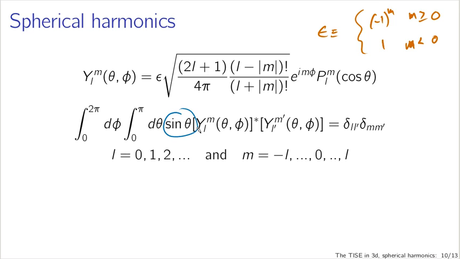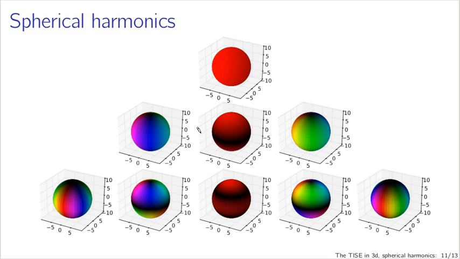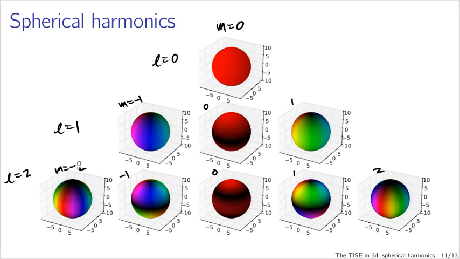Let's take a look at what they actually look like. This is the sort of structures you get. The central column here is for m equals 0. The first row here is for l equals 0. The second row is for l equals 1. So we have m equals minus 1, m equals 0, and m equals 1. The third row here is for l equals 2. So I have m equals minus 2, minus 1, 0, 1, and 2, for my allowed values of m.